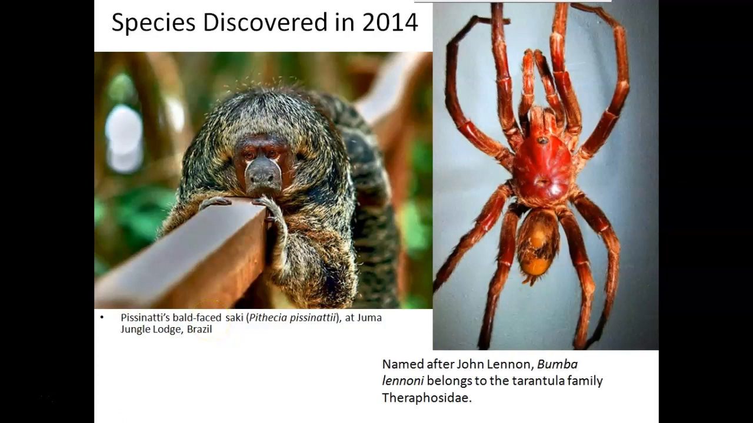Another new species we discovered in 2014 was this Bumbalanani spider. Okay, it is part of the tarantula family. Sorry for those of you who don't like spiders. And it is named after John Lennon.